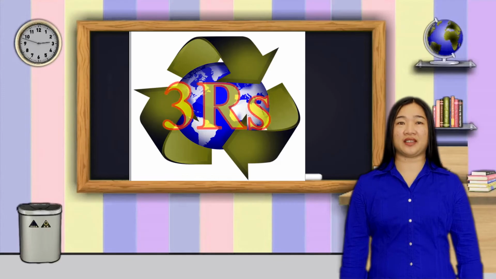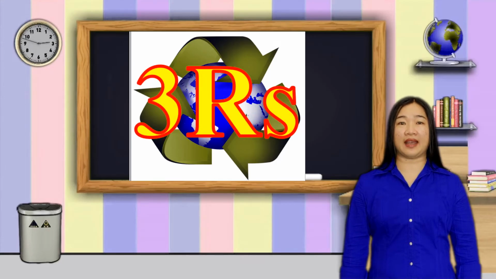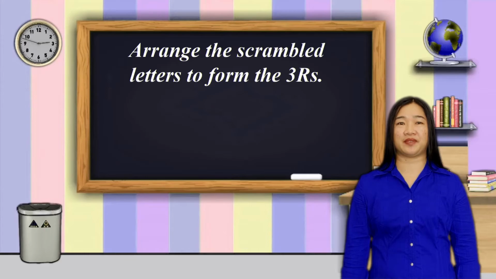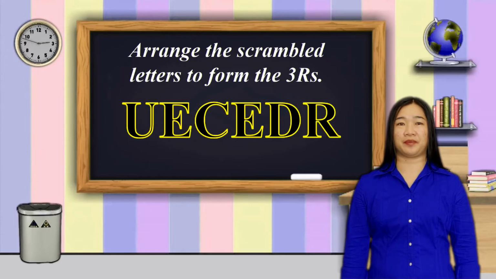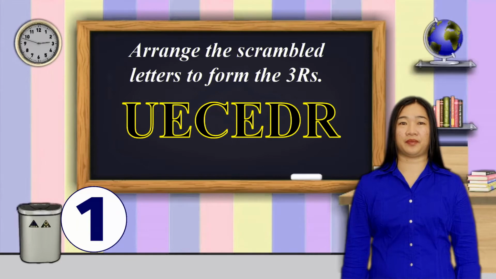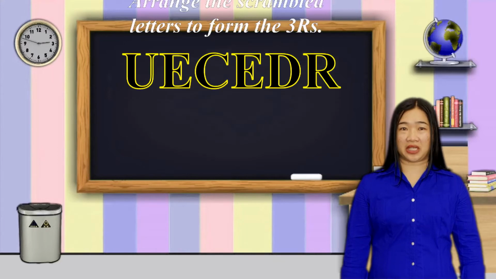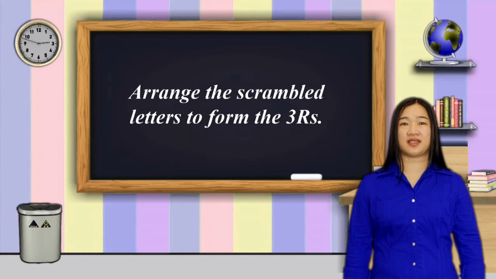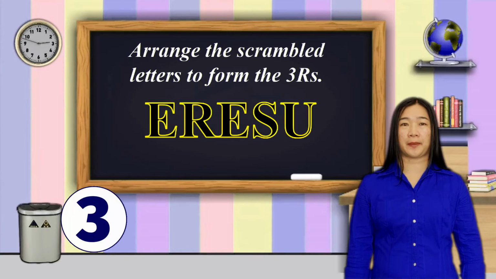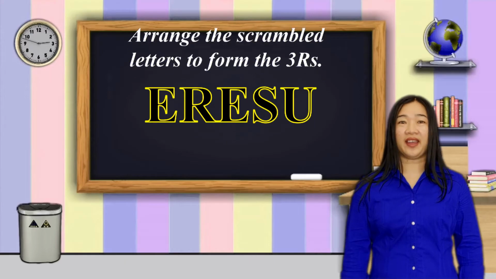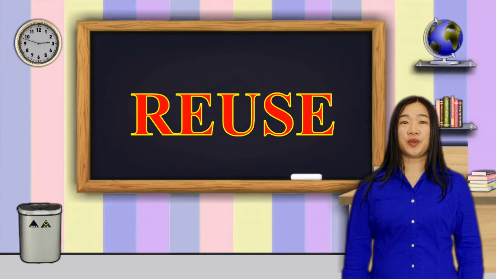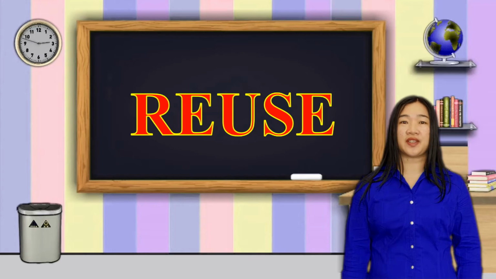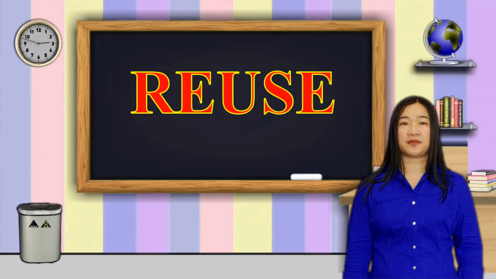Let's identify the 3 R's using the jumbled letters as a guide. First R. Very good. Reduce is simply lessening the quantity of materials to be used to avoid waste. Second R. That's right. Reuse means using product for multiple times for same or different purposes.